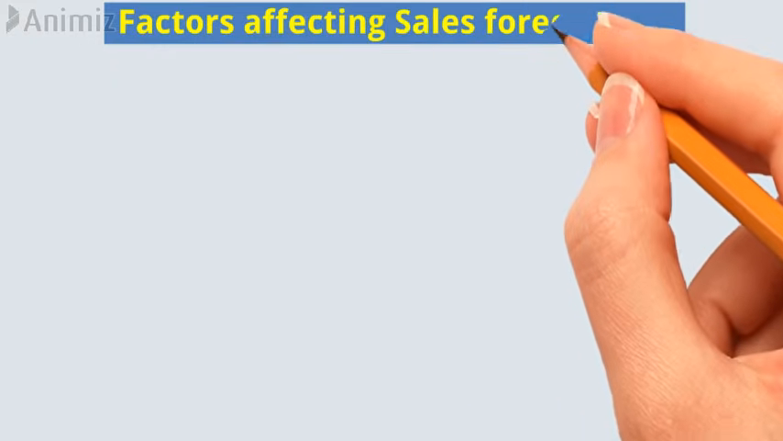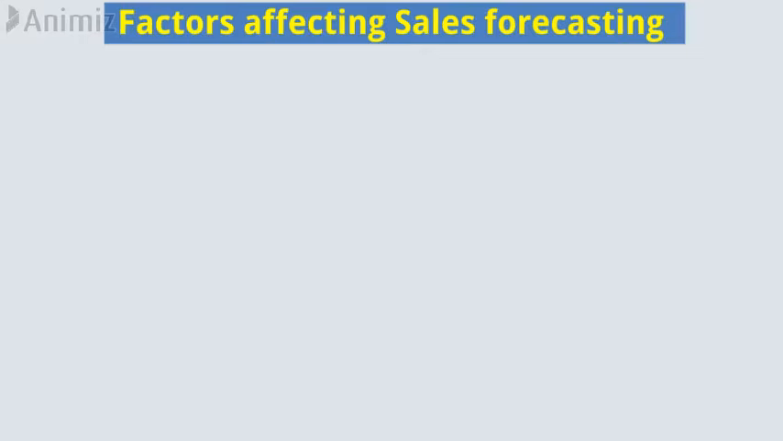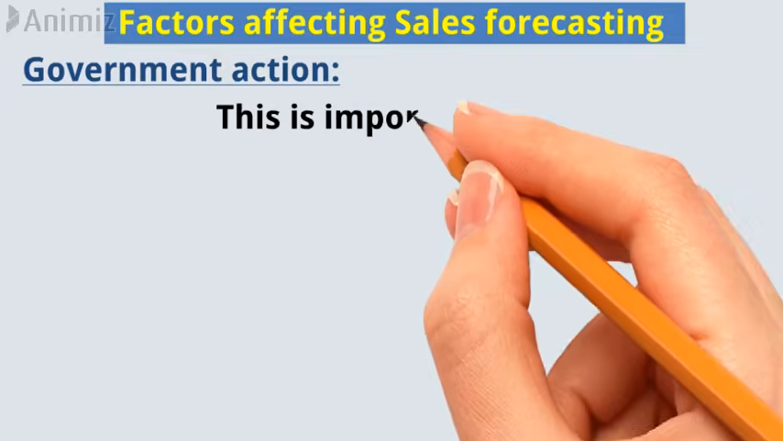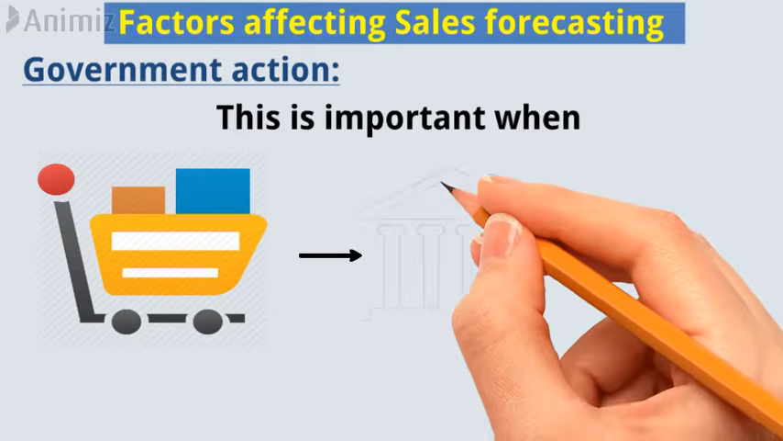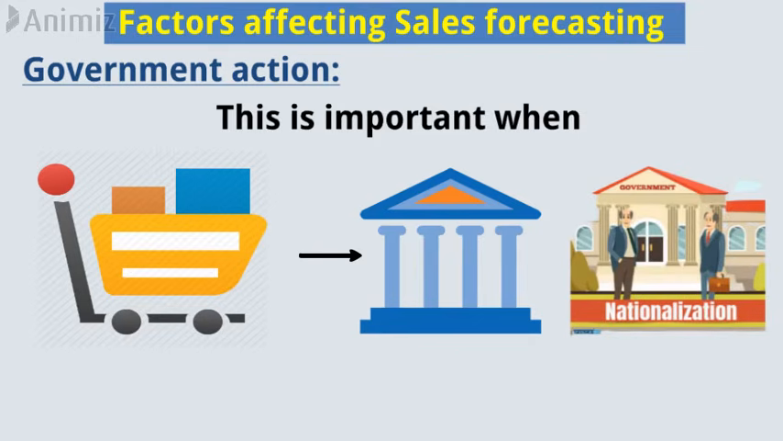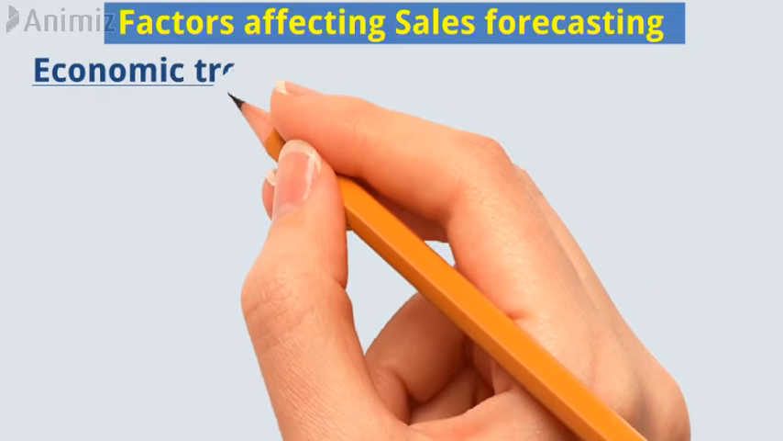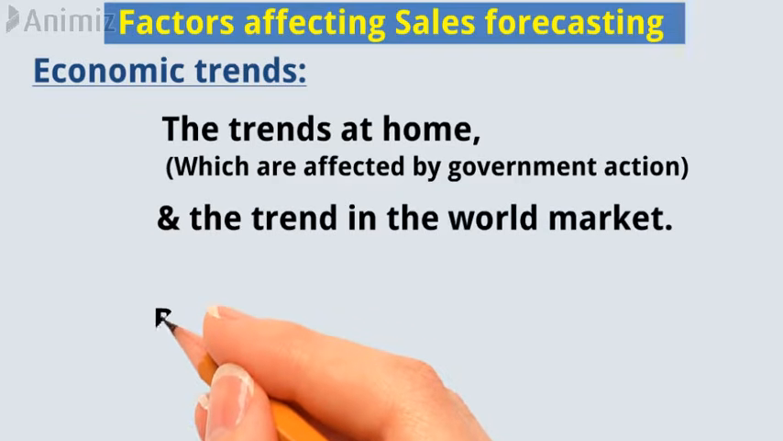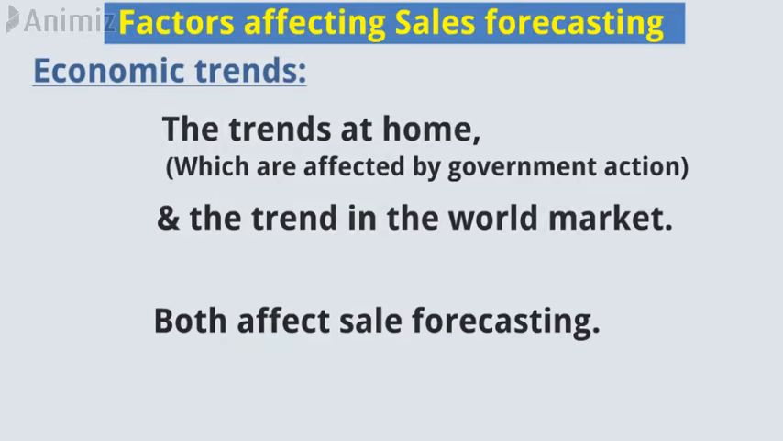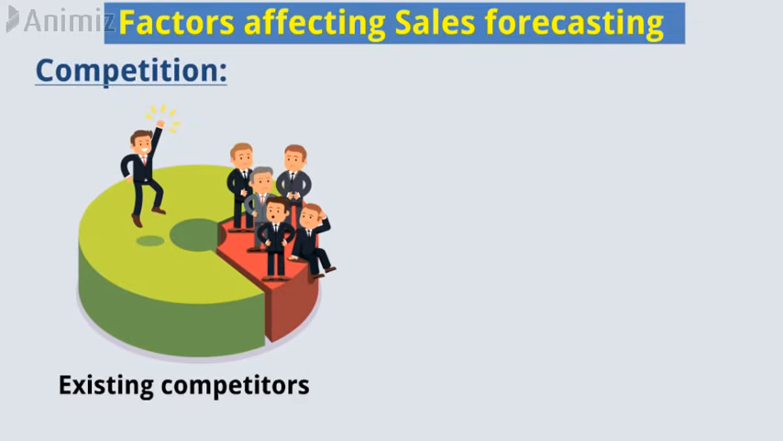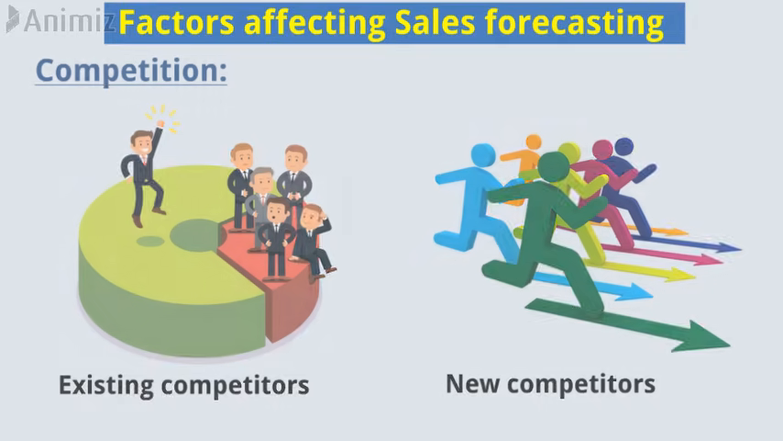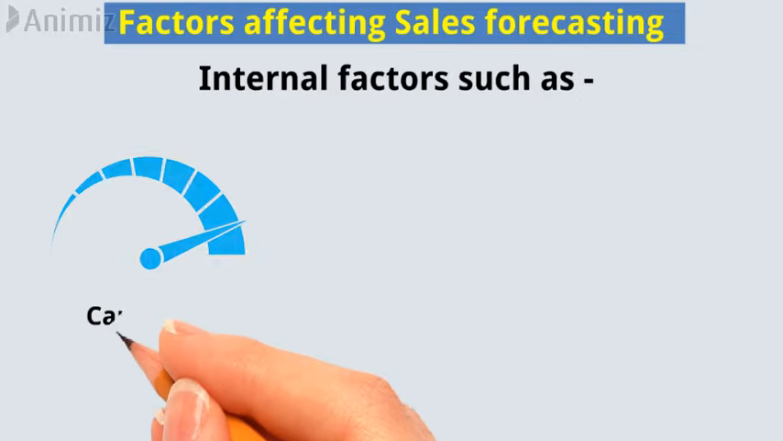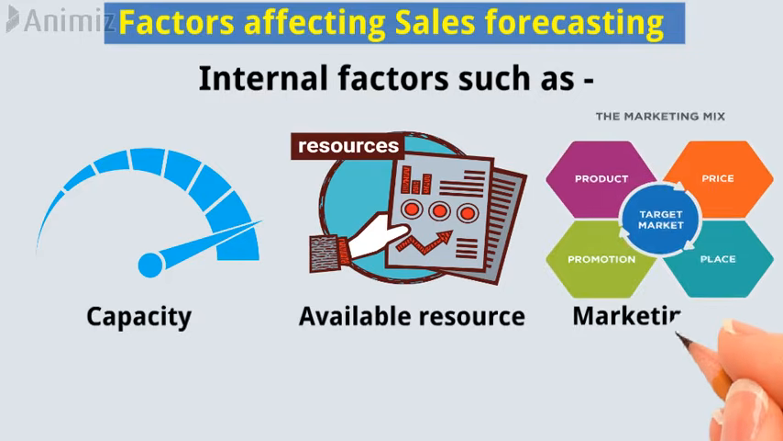Factors affecting sales forecasting. The factors to be considered when making the sales forecast are: government action. This is important when most of the purchases are made by government-controlled bodies, nationalized industries, etc. Economic trends, the trends at home which are affected by government action, and the trend in the world market both affect sales forecasting. Competition, existing competitors and new competitors. Changes in technology and markets. Internal factors such as capacity, available resources, marketing mix, etc.